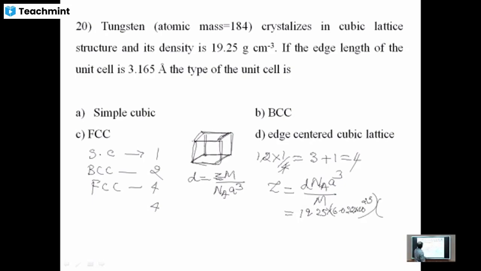a is edge length. Edge length is 3.165 angstrom, 10 to the power of minus 10. When it is converted to centimeter, it is 10 to the power of minus 8, cubed, divided by molar mass of tungsten, which is given. It is 184. After simplification, we get answer 2. Number of particles is equal to 2, which is nothing but body centered cubic crystal, BCC. Therefore, right answer is option B.